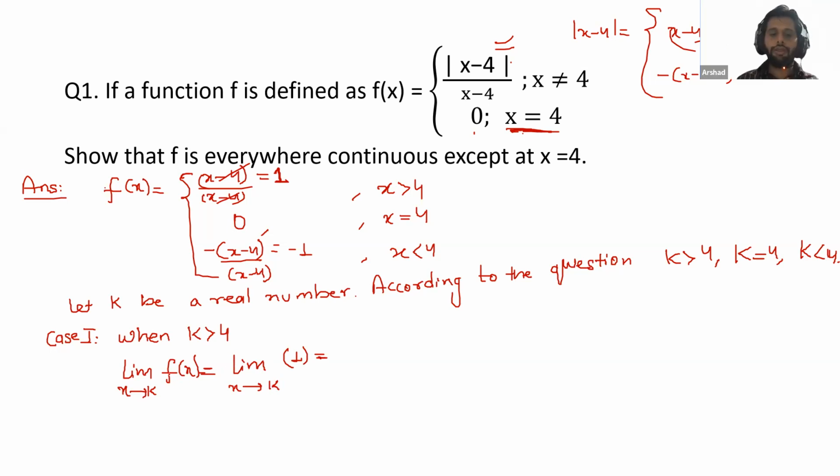No, we are not finding the LHL and RHL here. Right now, we have taken the value that k is greater than 4. For x greater than 4, we have only 1. Please have patience for 5 to 10 minutes, I will explain when we will take LHL and RHL. So we have this function 1, we find the limit. We just need to put the limit directly. We will get a 1 here.